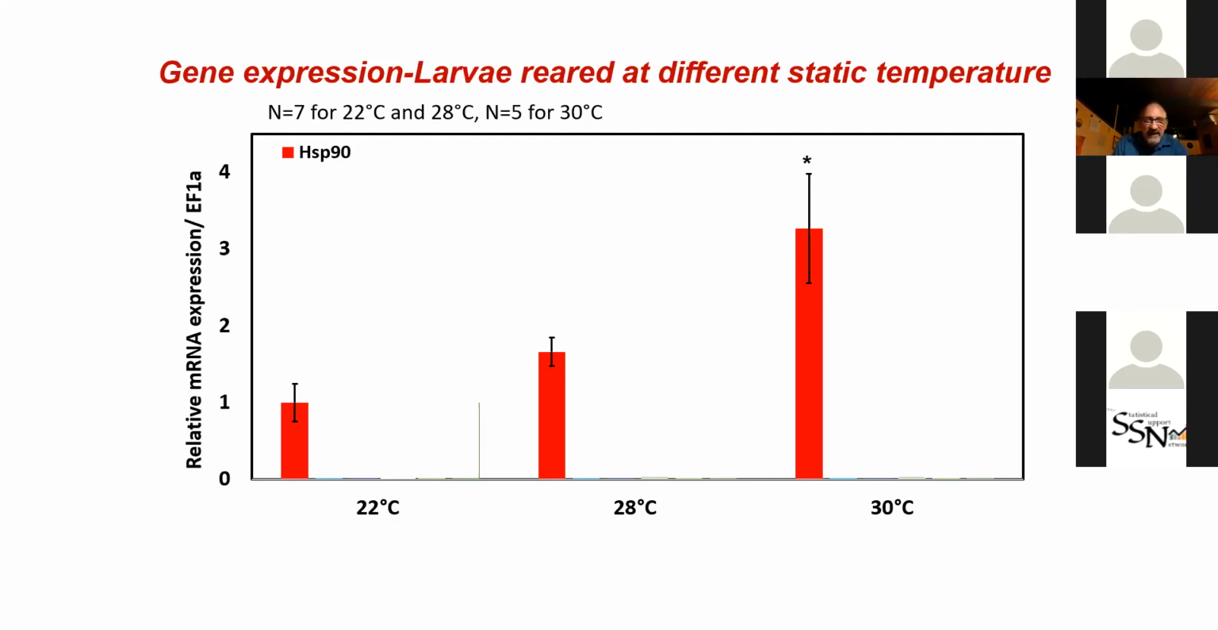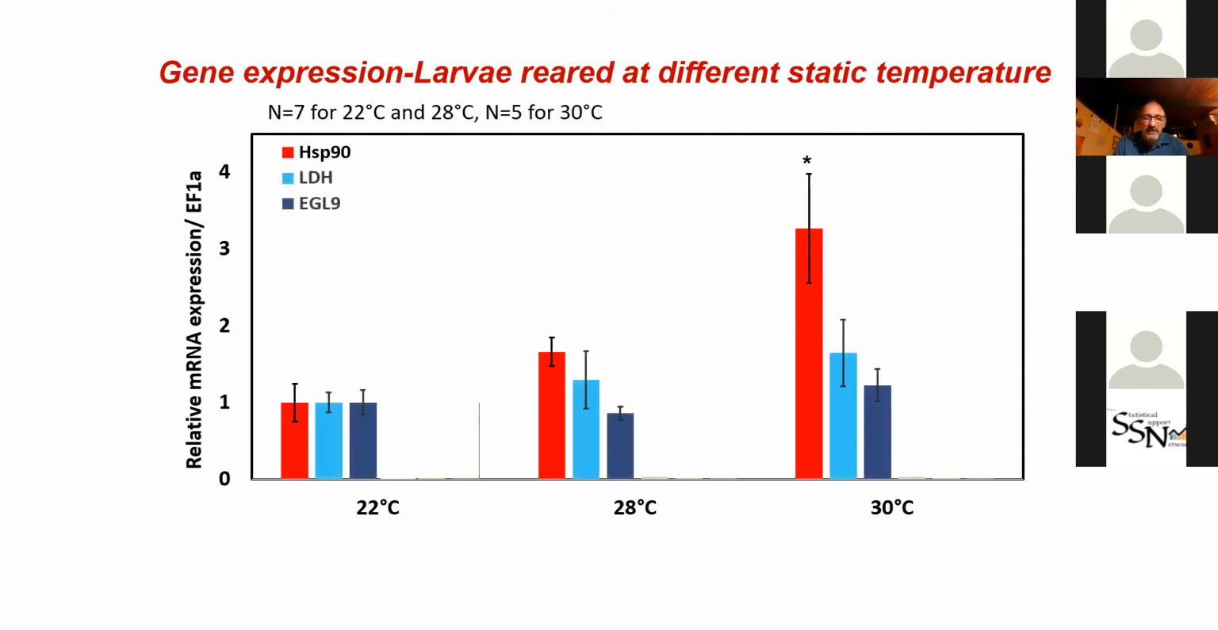And so we see again the heat shock protein 90 pops up the way that it did previously, although much more muted in terms of the magnitude of the increase. Again, lactate dehydrogenase and EGL9, those blue ones, they are hallmarks for hypoxia. And we do see a little bump up in LDH, but not statistically significant. So we don't really see systemic hypoxia signaling in a big way chronically here.